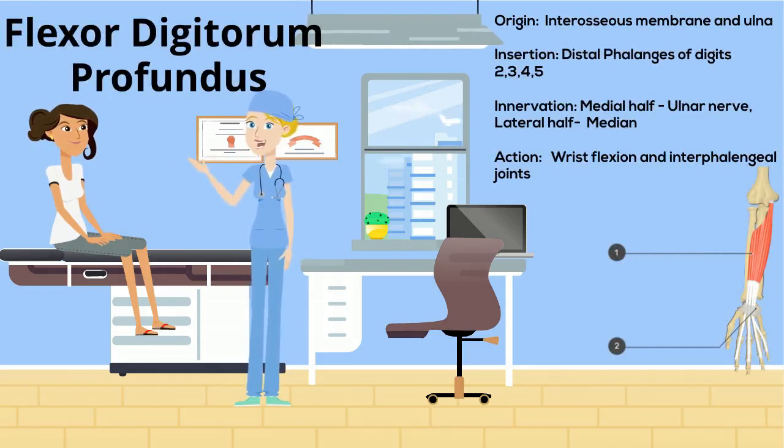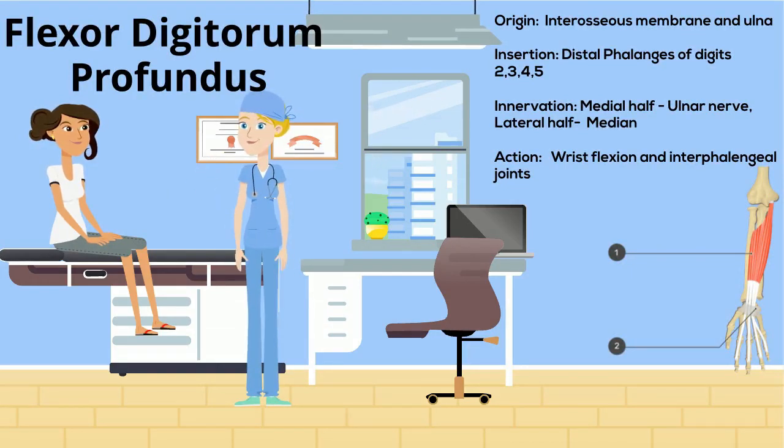Now diving into the deep layer of the anterior compartment, we have the flexor digitorum profundus. It originates at the interosseous membrane and ulna. It inserts onto the distal phalanges, digits 2, 3, 4, 5. As per the innervation, the medial half of the digitorum profundus is by the ulnar nerve, and the lateral half is innervated by the median nerve. As per the actions, they are wrist flexion and flexion of all the joints in the wrist and hand, including the distal interphalangeal joints.